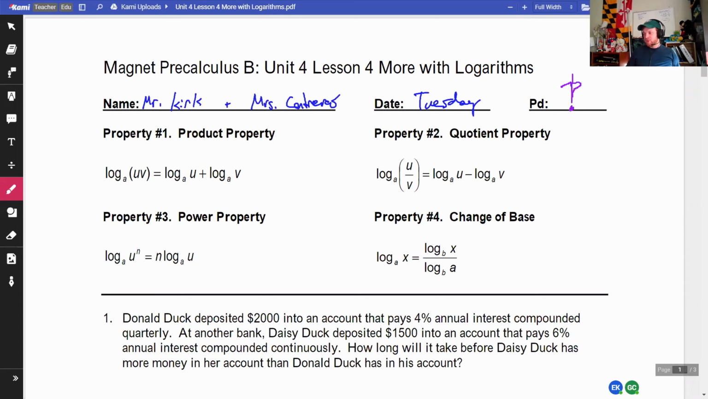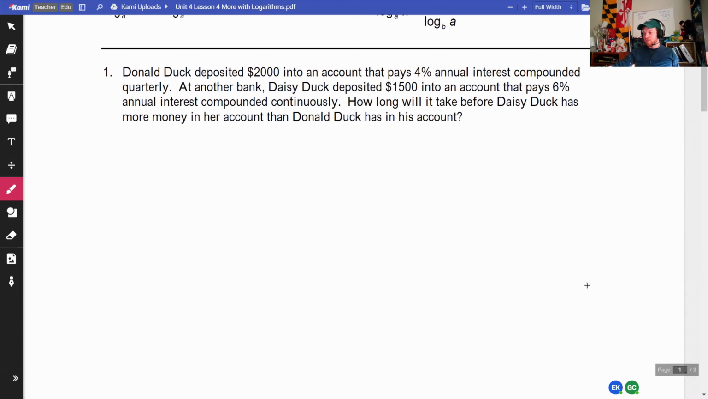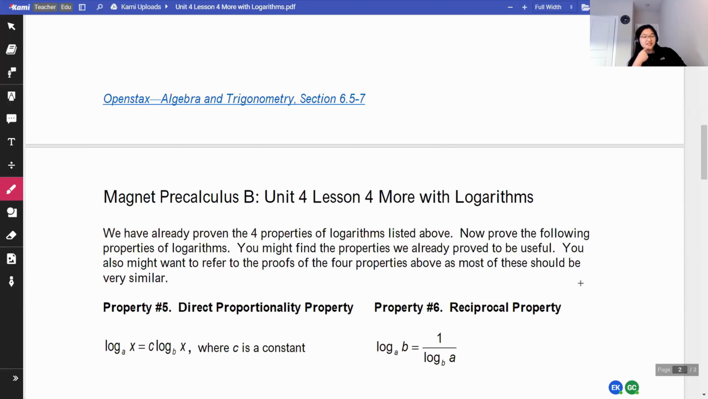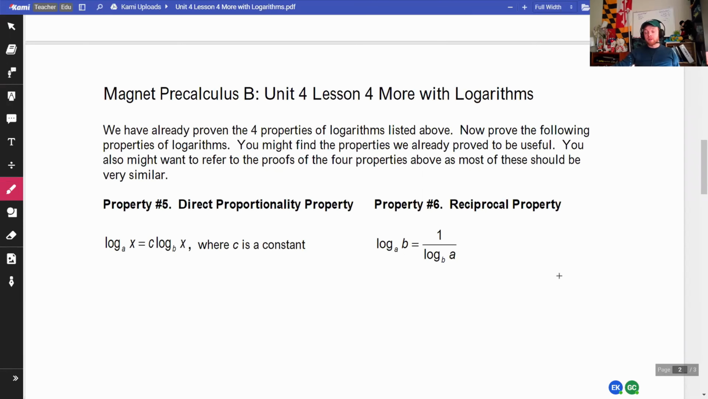Anyways, then we have the change of base formula, which, hint, is going to be a very powerful rule for proving a bunch of other stuff. Here's what we're going to do today, guys. We're going to solve that problem that we didn't do last time. I've changed the names to make it DuckTales themed. Then we're going to do some more properties. And a hint, that change of base formula hopefully will be pretty useful.